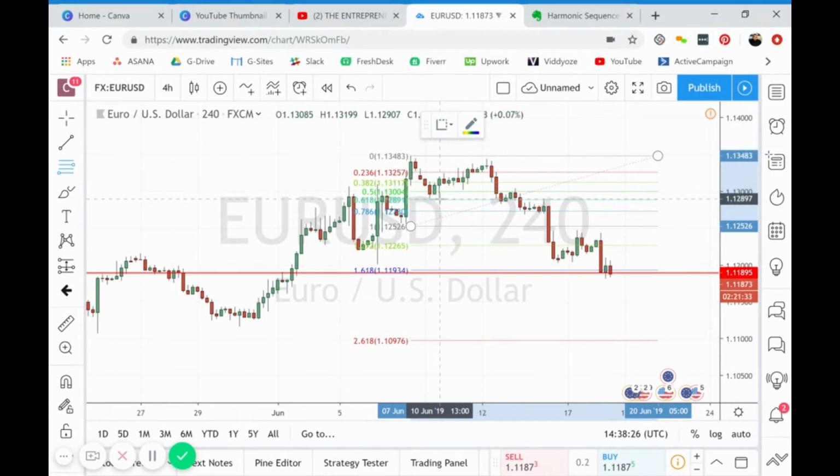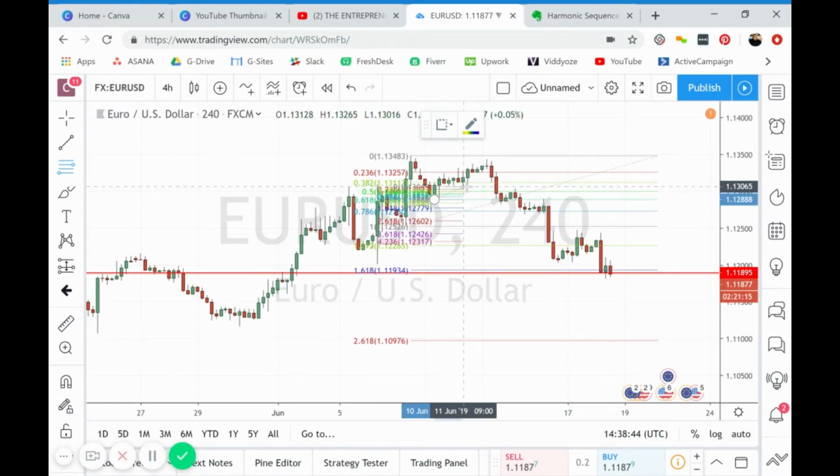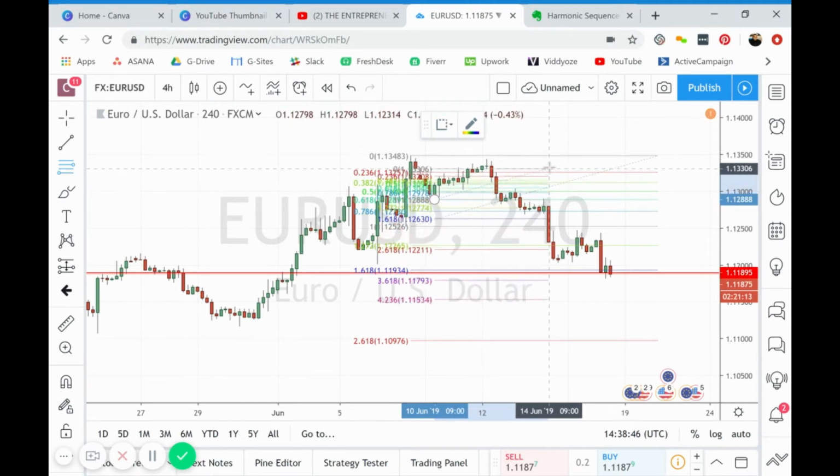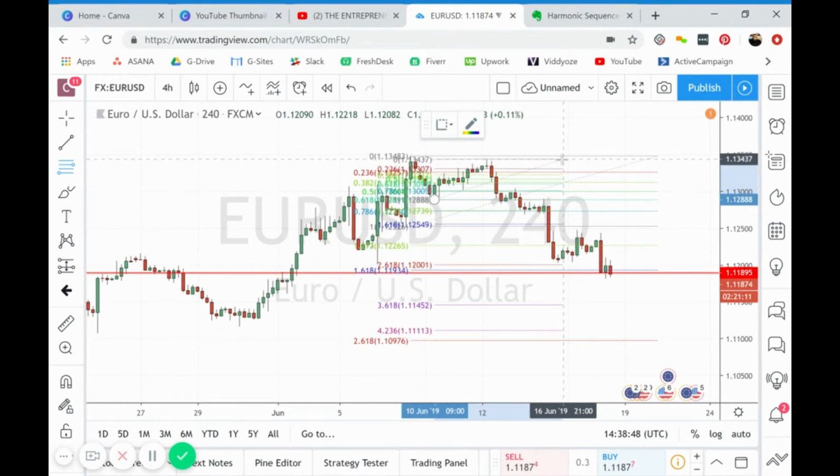So this is X, this is A, this is B, this is C, and this is D. We're going to measure this BC leg, because you remember the first move measures X to A. The next move measures A to B, but this time we're going to measure from B over here to C. And we look for confluence.